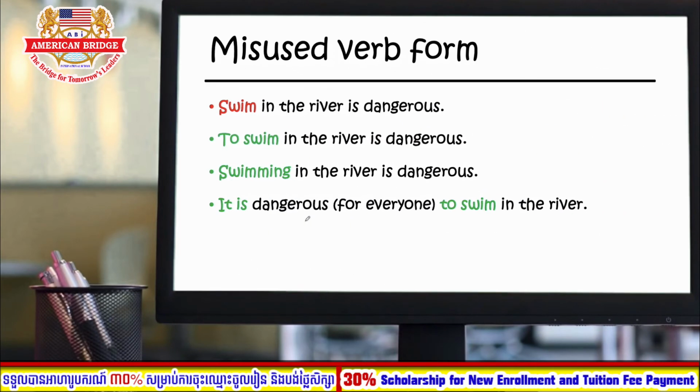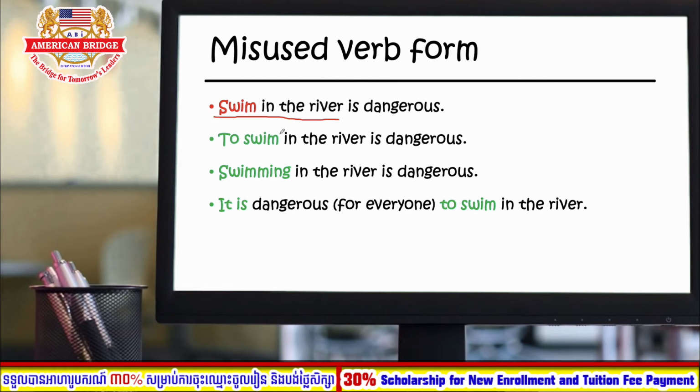Now let's look at the first mistake, which is misused verb form. The first sentence is incorrect: Swim in the river is dangerous. As you already learned, this is a phrase. A phrase can be a gerund phrase or an infinitive phrase that could be the subject of the sentence here. But here, swim in the river is a verb phrase, so it cannot be the subject of the sentence, which means this sentence is wrong.